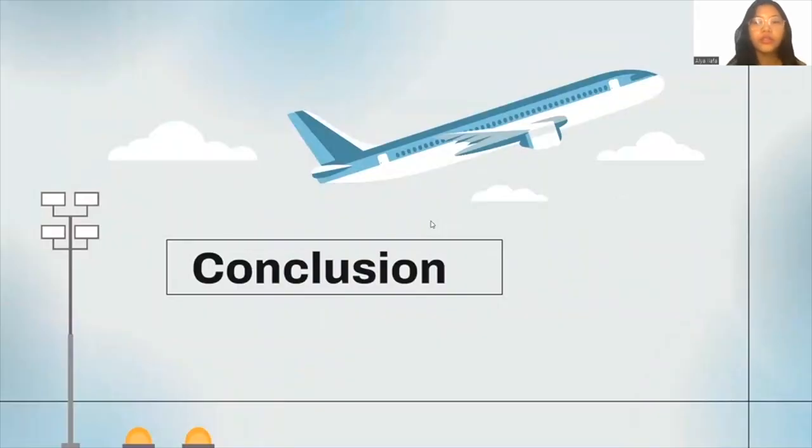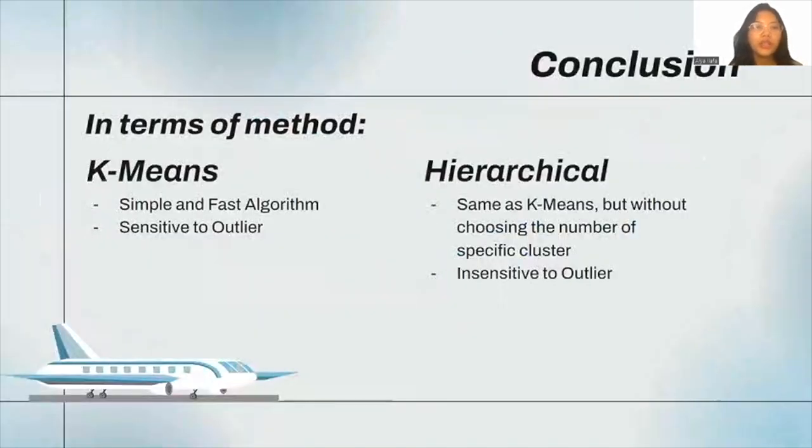So the conclusion for our research is, in terms of methods, K-means clustering is a very simple and fast algorithm. Furthermore, it can efficiently deal with large datasets. However, there are some limitations of the K-means approach in that it is sensitive to outliers, whereas hierarchical clustering is the same as K-means but with a different outcome. The outcome of hierarchical clustering is a dendrogram. It is a tree-based representation of the observations.